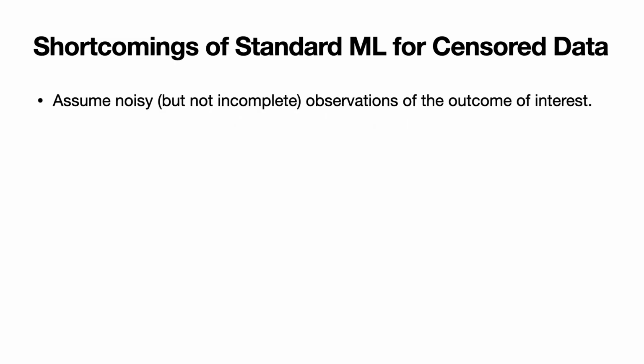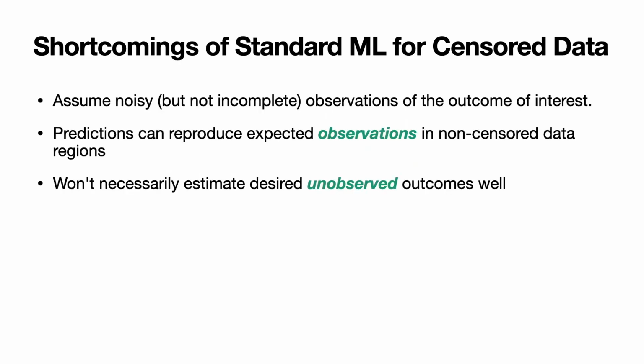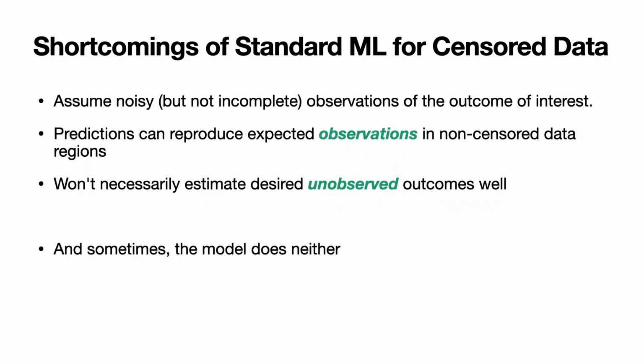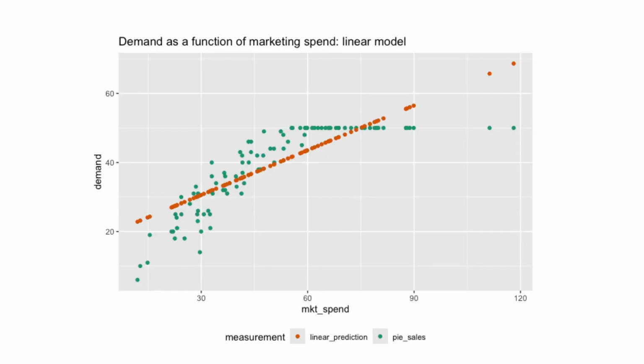Standard machine learning approaches have some shortcomings when it comes to censored data. First, standard methods assume noisy but complete observations of the outcome. And while a standard model can potentially predict the expected observations in non-censored regions of the data, the model won't necessarily estimate desired unobserved outcomes very well. And sometimes the model won't predict well even in the non-censored regions. In our example, if we try to fit a linear model to the censored pie sales data, we see that the model gets the relationship between marketing spend and demand wrong, even in the observable region. So we don't feel confident using this model for decision making.